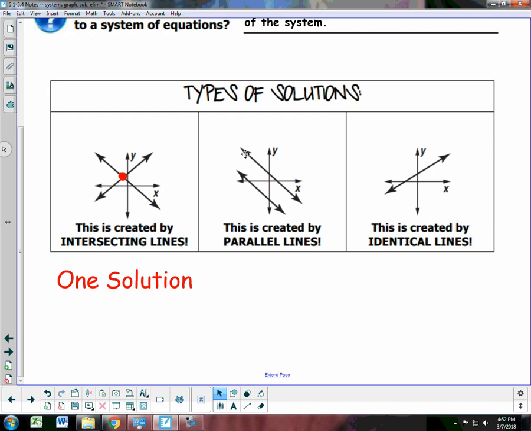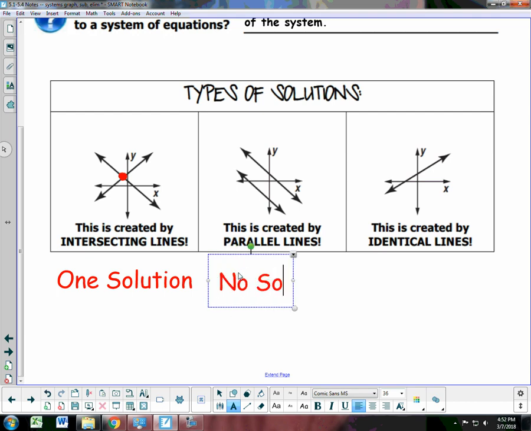If we have parallel lines, so they have the exact same angle, the same slope, then they're never going to cross, no matter how far you draw those lines. In that case, we would have no solution.